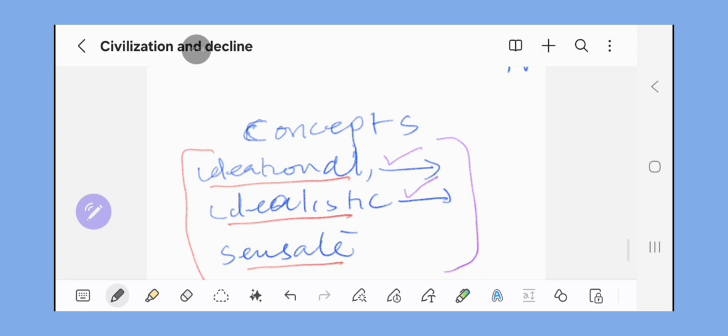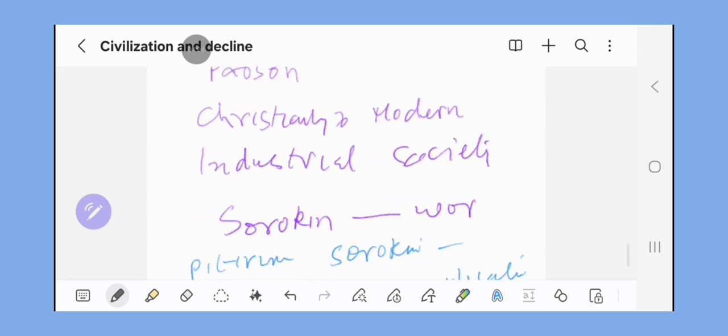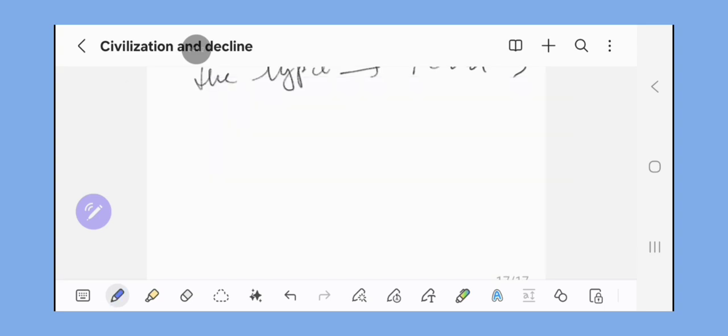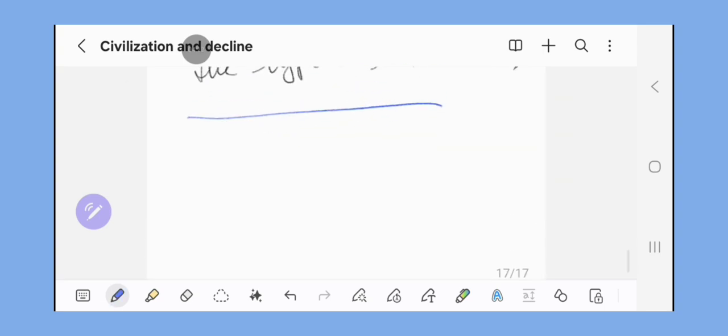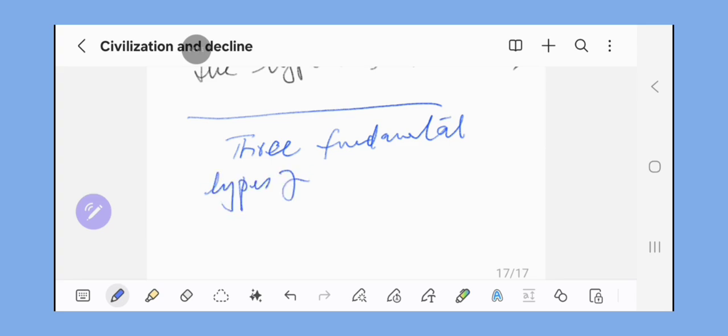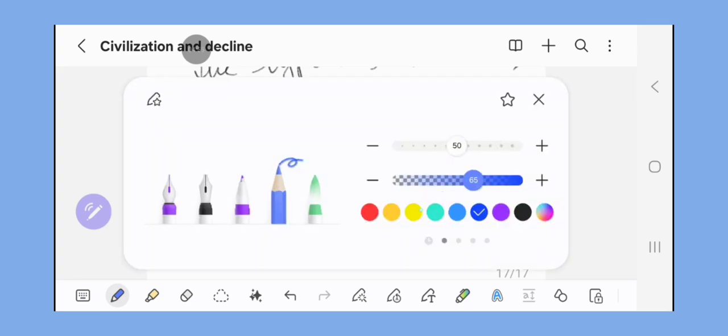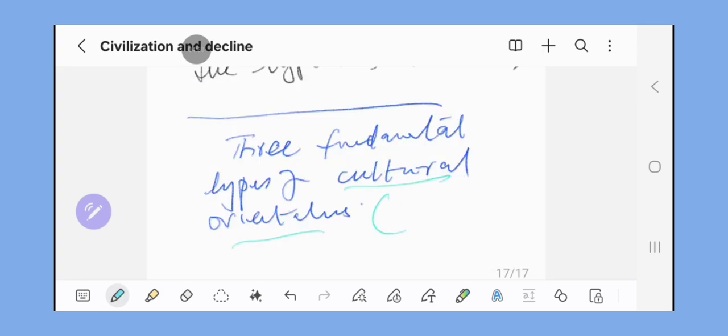So what I want to do is just go through the concepts and how he defines them and how he uses them to see whether those concepts are useful for us or not. So in Parsons' words, this typology relates to three fundamental types of cultural orientation. And we can also use the word civilization here.